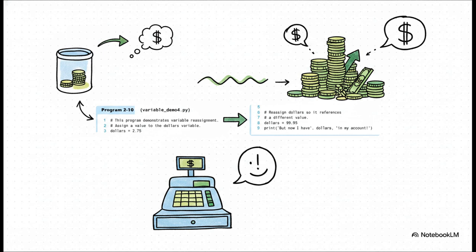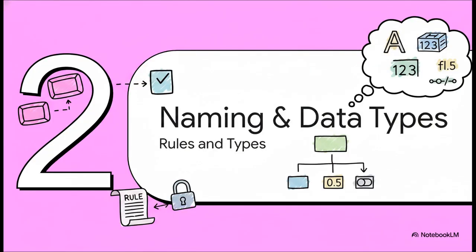Now remember, they're called variables because they can, well, vary. They change. Notice how this variable initially points to 2.75, but just a few lines down, we assign 99.95 to that exact same variable name. When we do that, the old data is completely wiped out and the program effortlessly outputs the new, much richer value of 99.95.